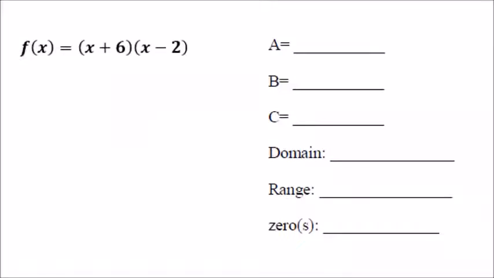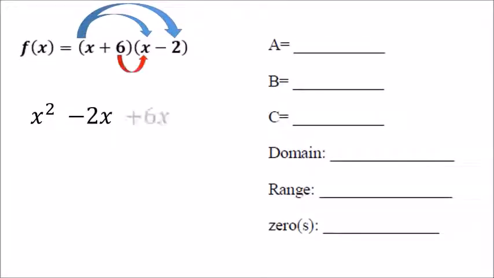Next, let's take a look at the factored form. For me to be able to turn this back into standard form, I need to multiply these two polynomials together. So I'm going to start by distributing my x. X times x is x squared. X times -2 is -2x. 6 times x is 6x. And 6 times -2 is -12.